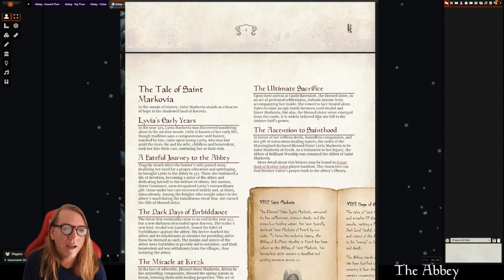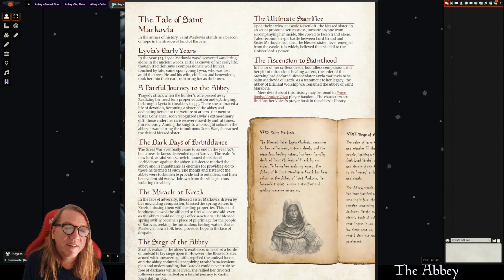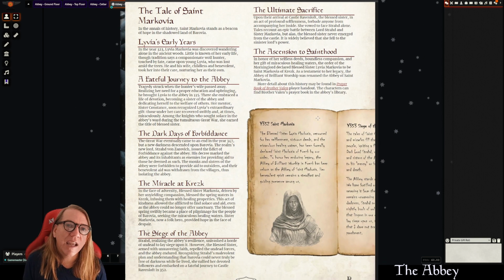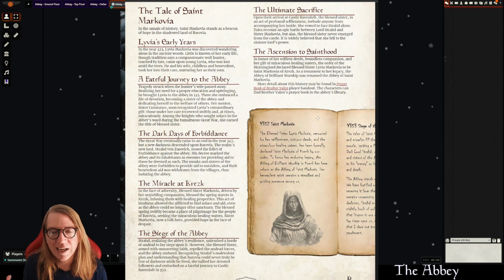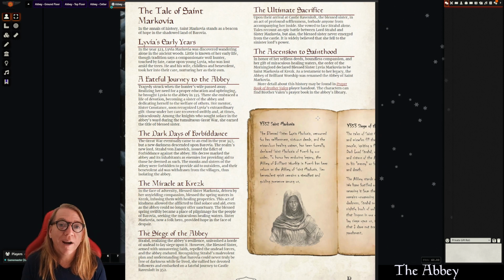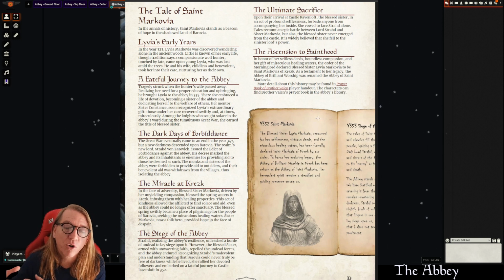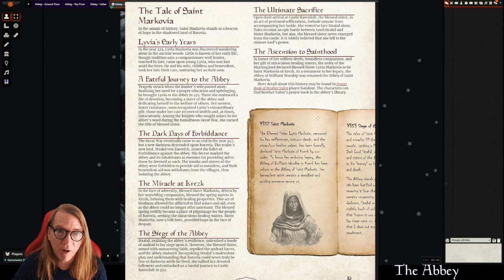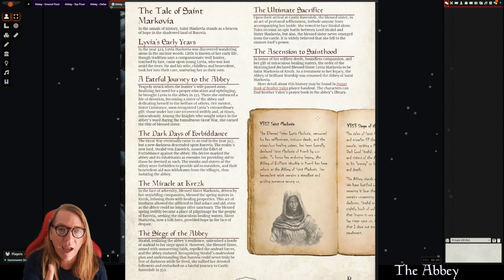The next part is about Saint Markovia, and she is an inspirational historical character throughout Barovia. The players, when they get to Ravenloft and go into the crypts, are going to find the crypt of Saint Markovia, and they're going to hear about and obviously visit the Abbey of Saint Markovia.